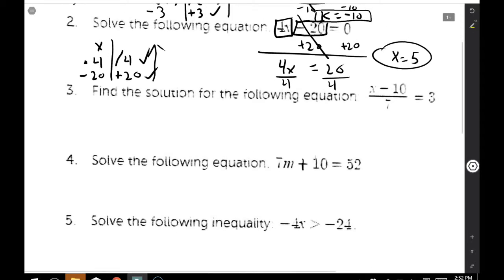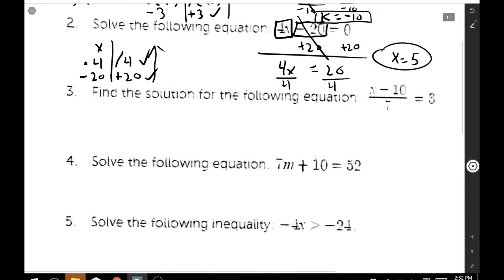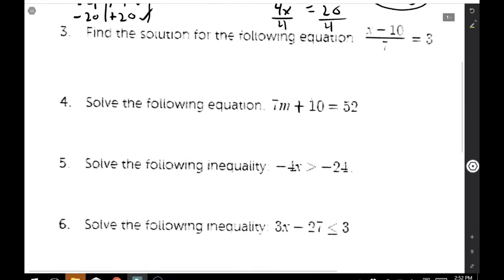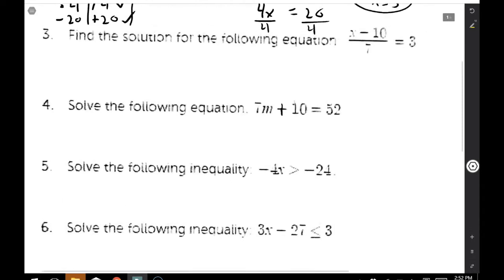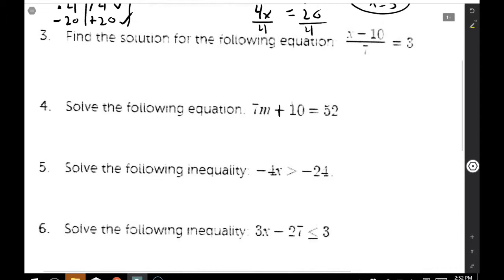If I'm going kind of fast, go ahead and pause and slow the video down. Okay, so listen to how I build this one. X subtracting 10, or we can say x is sitting next to negative 10, divided by 7 is equal to 3.